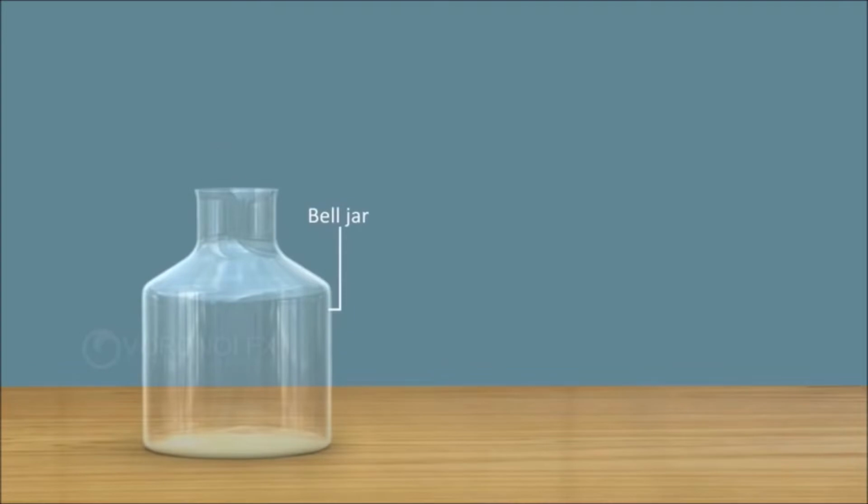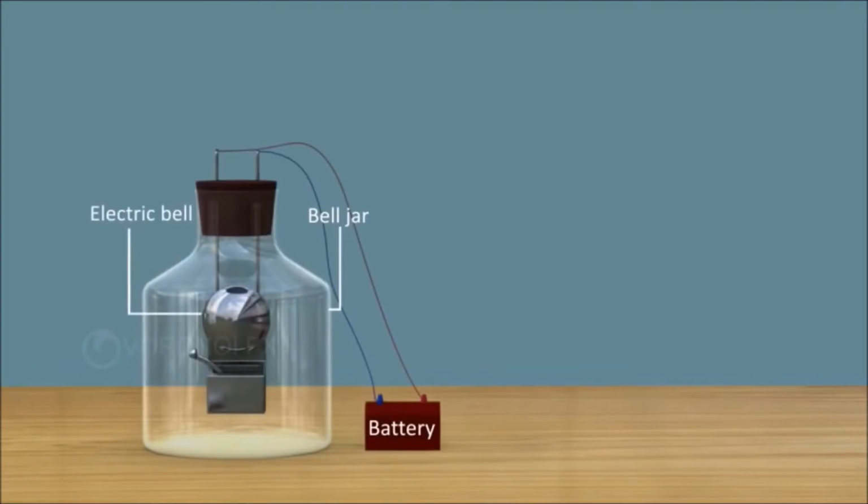Take an electrical bell and an airtight bell jar. The bell is suspended inside the airtight bell jar. First, press the switch for the bell and you will be able to hear the bell clearly.